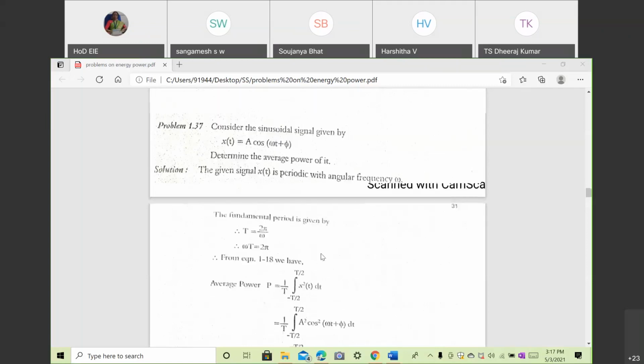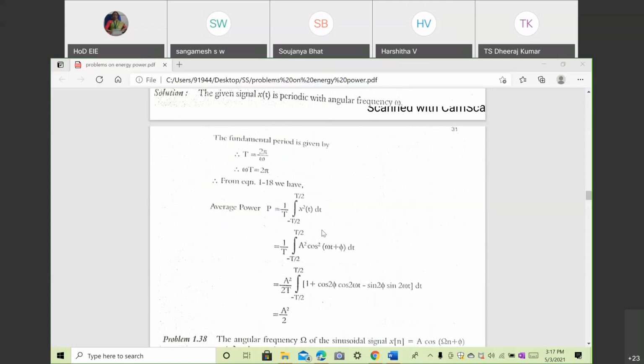The x of t signal given in the problem statement, A cos of omega t plus psi, is substituted here, then squared. Then the cos square formula is applied, then integration is taken, then the limits, minus T by 2 to plus T by 2, are substituted. Later simplification is carried out, and we get A square by 2. That is the answer.